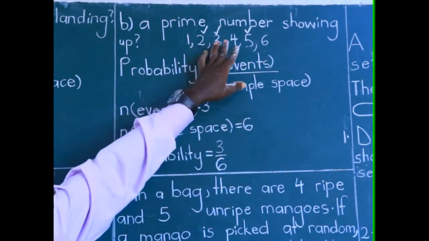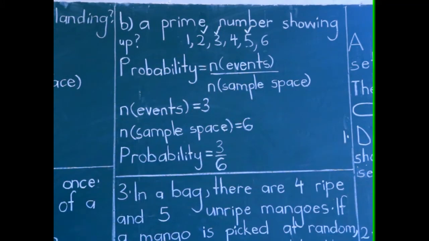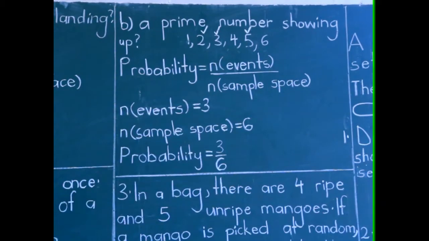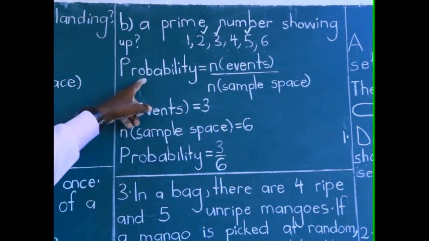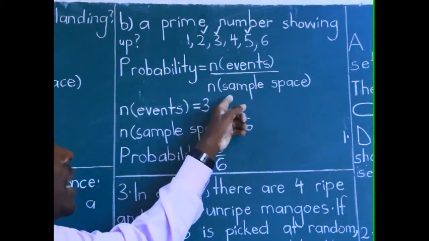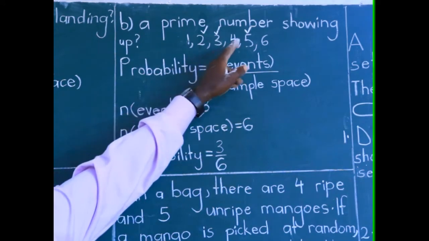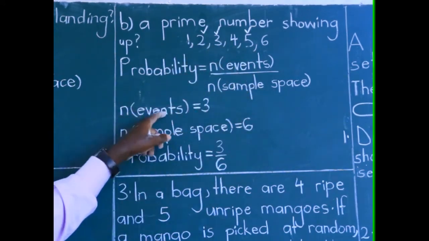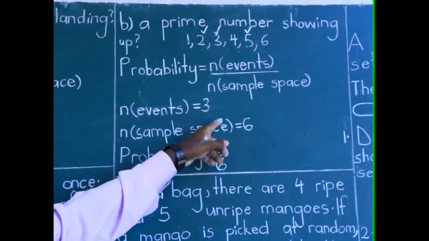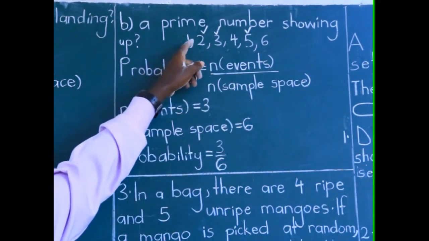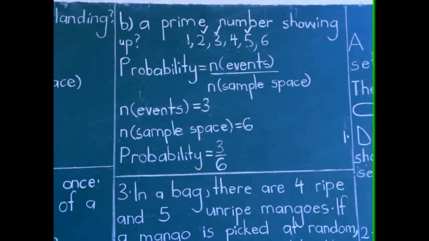They will make our number of events. Then the number of sample space remains the same: 1, 2, 3, 4, 5, 6. Now that you have identified them, we start: probability equals number of events out of number of sample space. The prime numbers that have come out are 2, 3, and 5, so that's 1, 2, 3. So the number of events is equal to 3, and the number of sample space is counting all that is involved here as a chance: 1, 2, 3, 4, 5, 6. So the number of sample space is equal to 6. Thereby writing probability equals 3 out of 6.